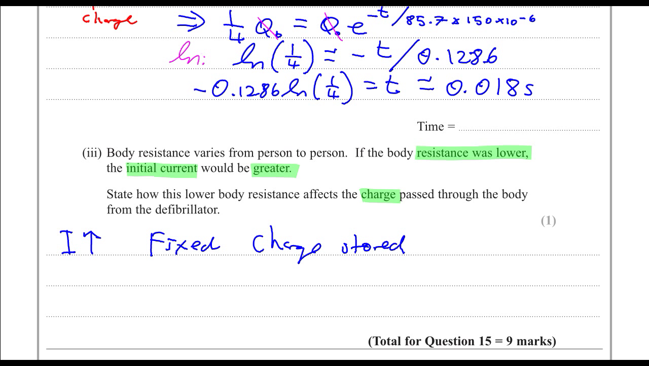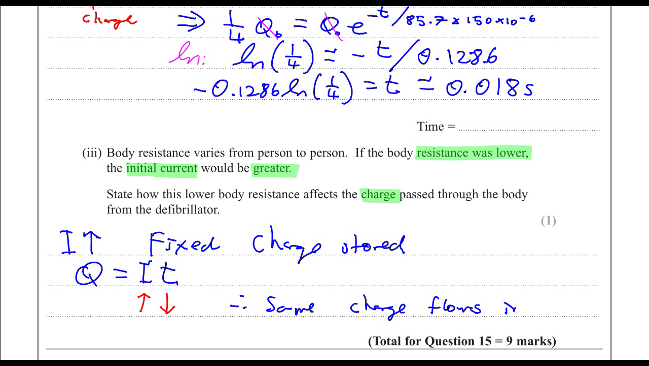But given that Q is IT, so the charge is the current times time, if you want to keep this Q fixed, if we increase I, then time must decrease. So we can say that this same charge flows in a shorter time.